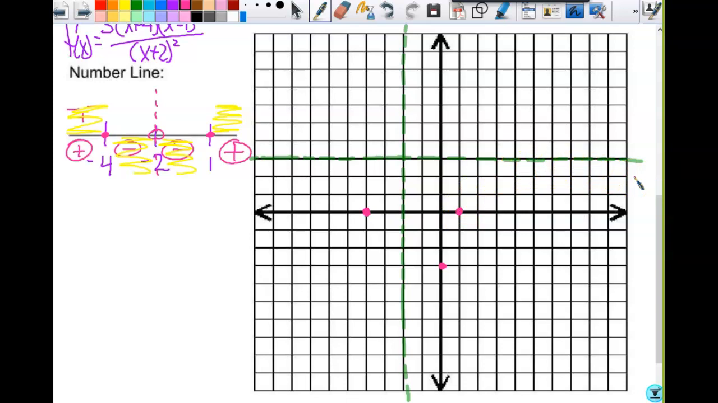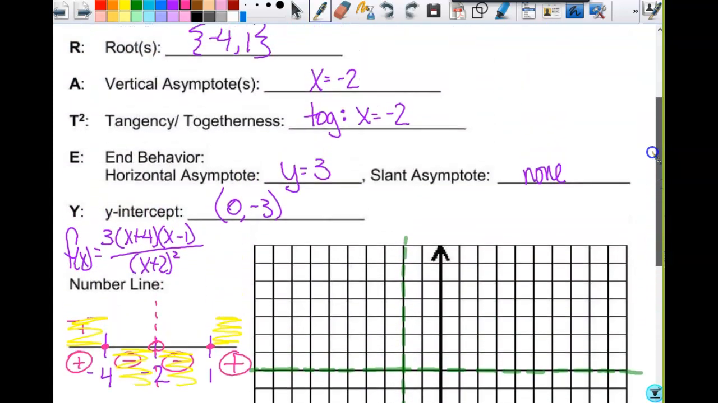So I feel like the points that I have, they're enough. I don't think I have to put any more points on there to get the graph, but I do have to figure out whether or not we cross the asymptote. So I need my original function here.